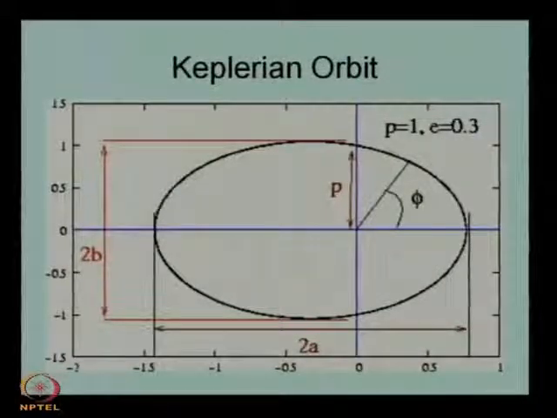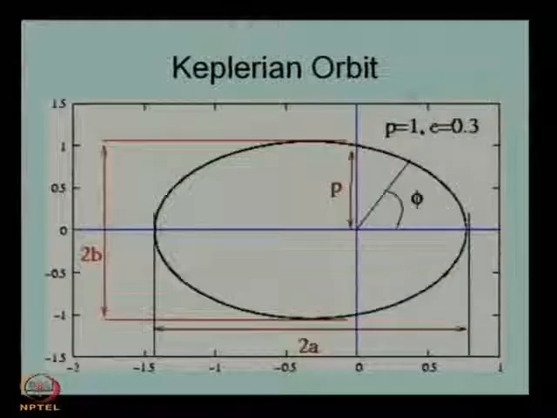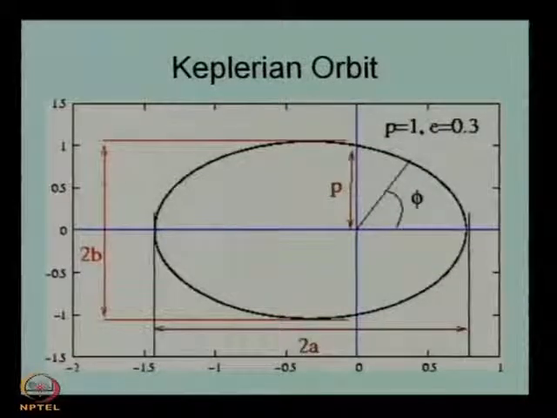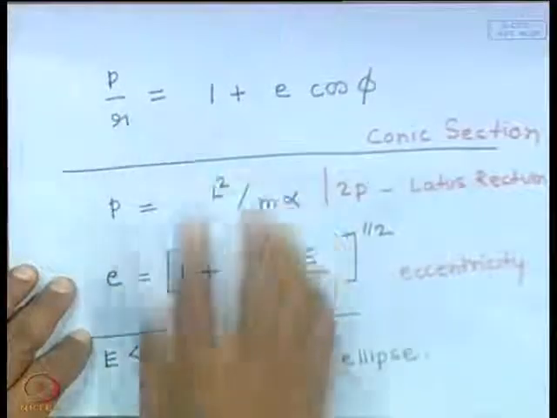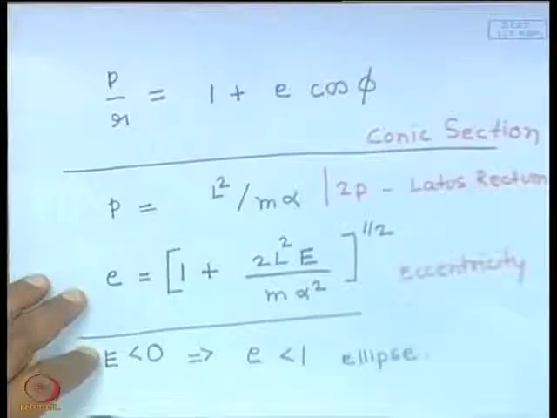Now let us discuss a few other interesting points. As you increase the eccentricity, the orbit will get more and more elongated. On the other extreme, if you set the eccentricity to 0, you will have a circle. P by R is a constant.